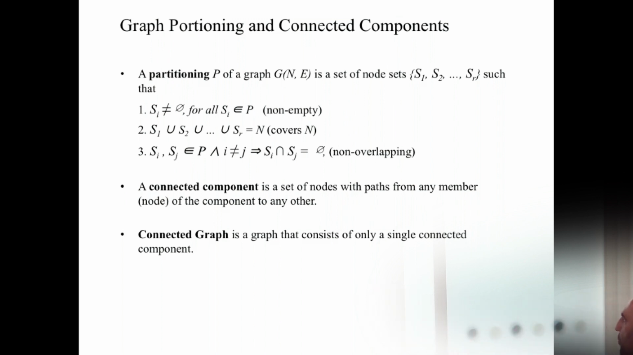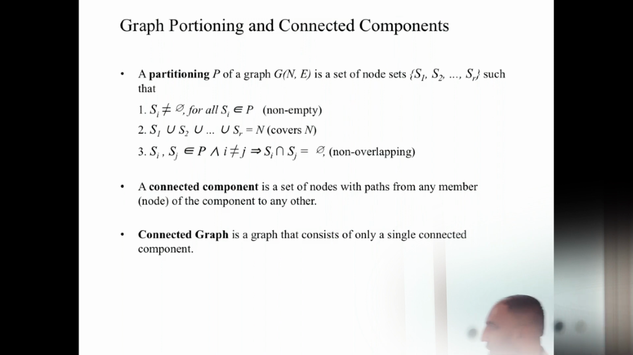And if you have more than one such node set, S1, S2, up to SR, and these conditions are true for those sets of nodes, then you can say that those partitions, or the components of the graph, are legal partitions. And what are these conditions? The first one is quite simple: none of the partitions or connected graphs should be empty. There must be at least one node. And then one node can be in only one partition.